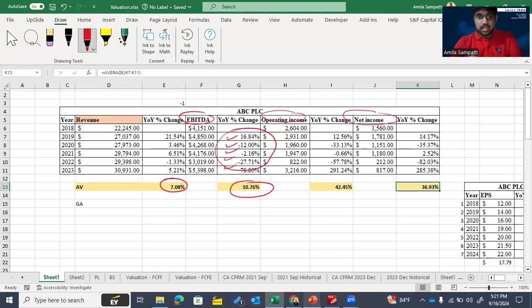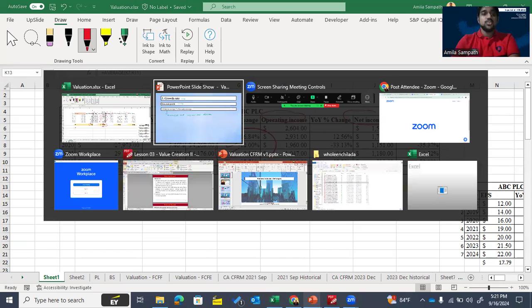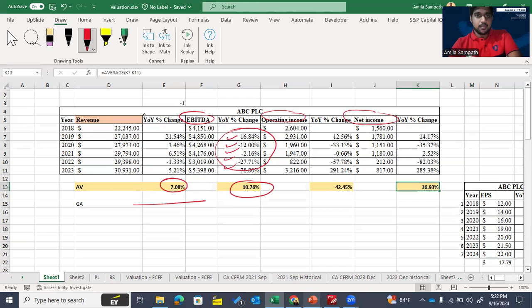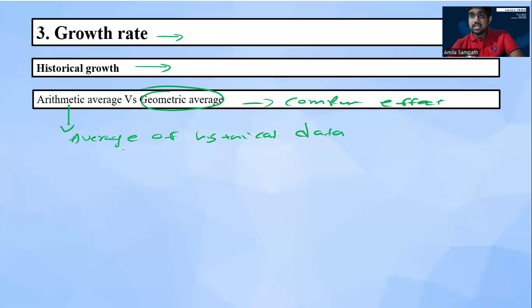But the arithmetic average does not consider the compounding effect. Therefore, to overcome this issue, we can use the geometric average. With the arithmetic average, we simply calculate the growth rate based on the historical average, and we don't consider the compounding effect. Therefore, we need to overcome this issue. For that purpose, we can use the geometric average.